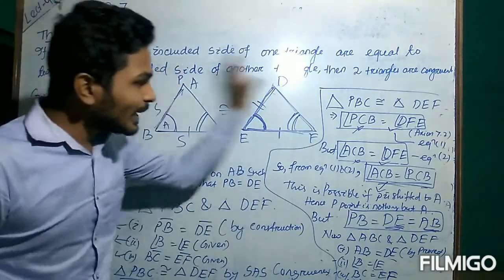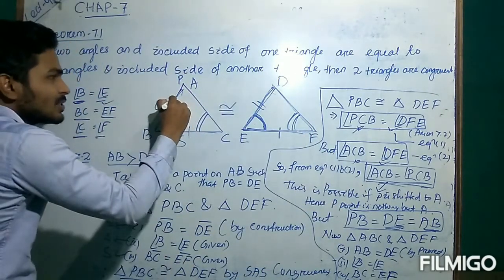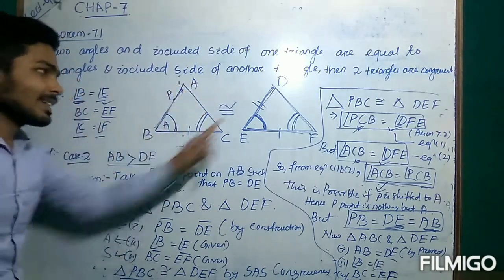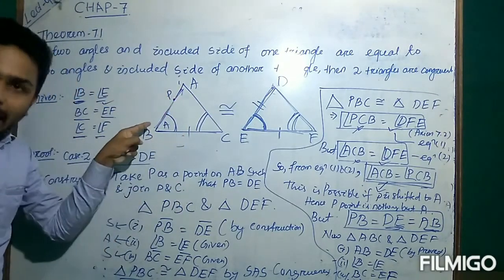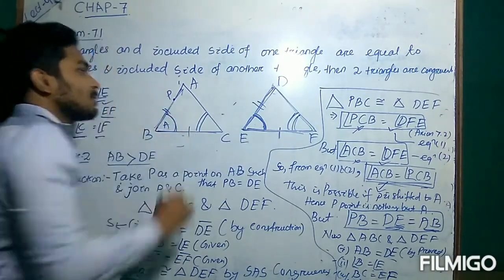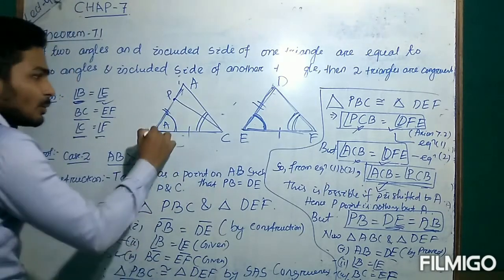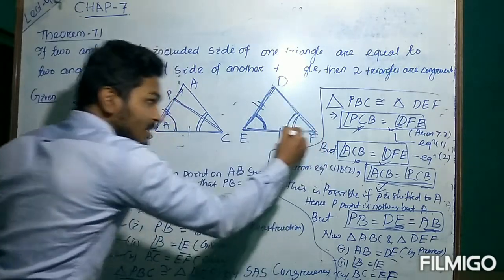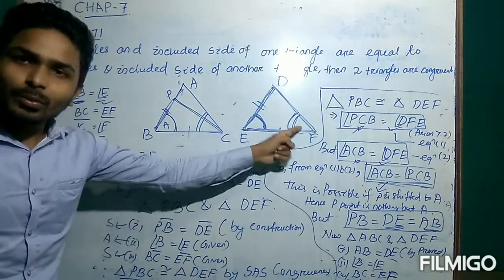So let me tell you in brief. First, for condition number 2, AB is greater than DE, we will take a point P on AB so that the distance DE is equal to PB. Then join PC. Next, we will compare triangle PBC with triangle DEF. These two triangles are congruent.